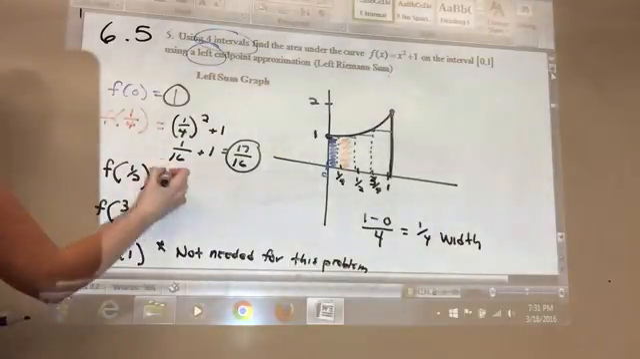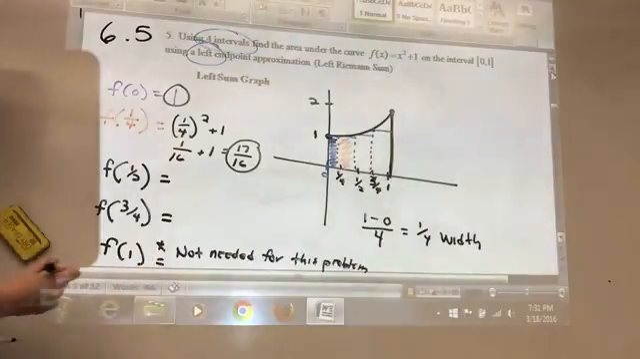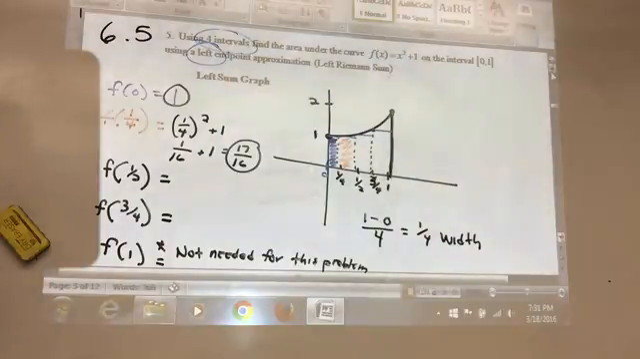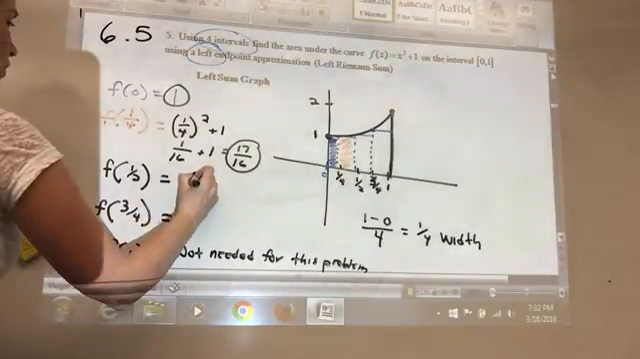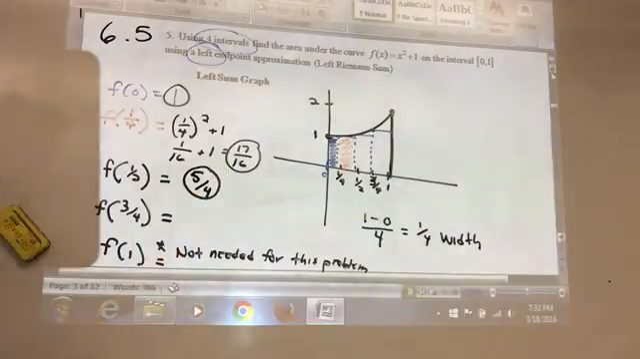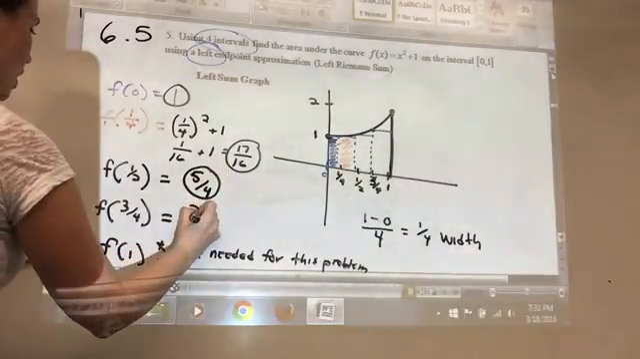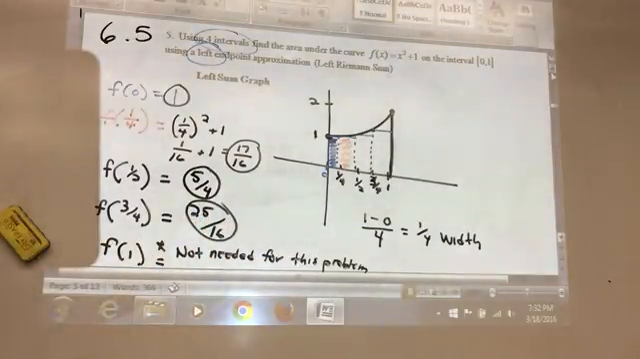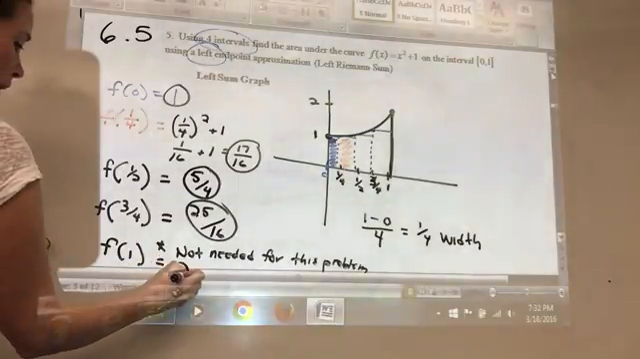Take a minute, please. Go through and find these answers, and then we'll see if yours match up with mine. Again, you're subbing that into the function. If you could pause the video, figure them out, and then start it, that would be great. Okay, starting back up, f of 1/2, I got 5/4. f of 3/4, I got 25/16. And f of 1, again, not needed for this problem, I got 2.